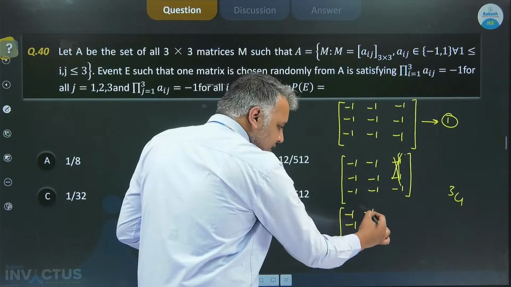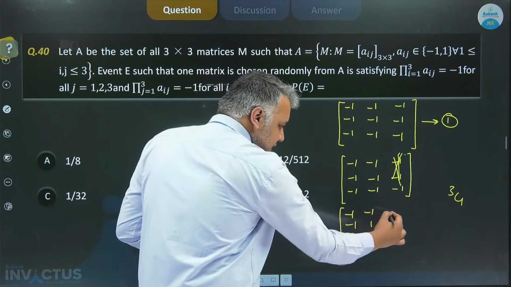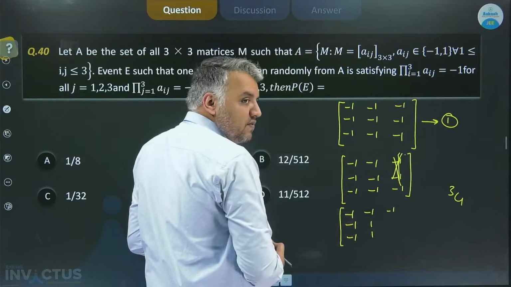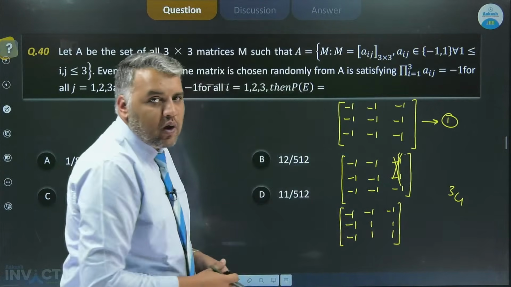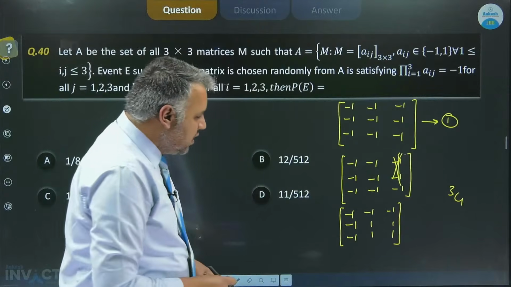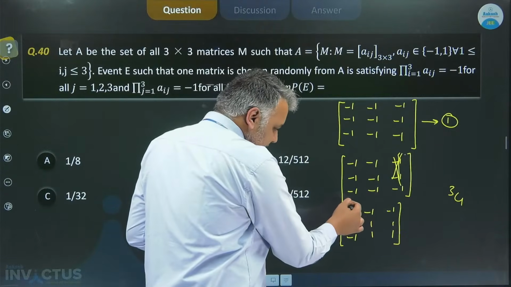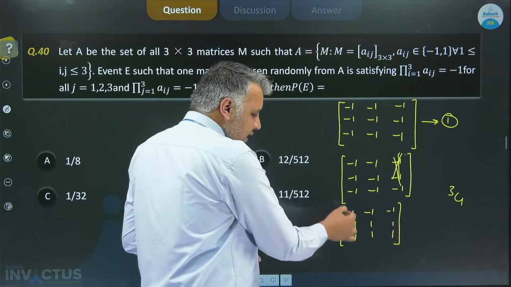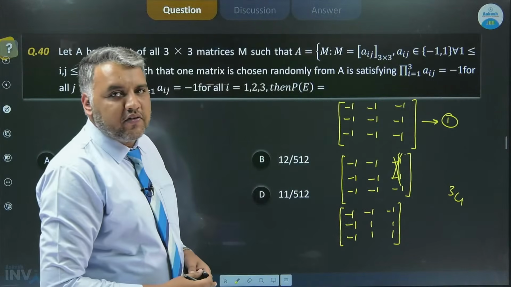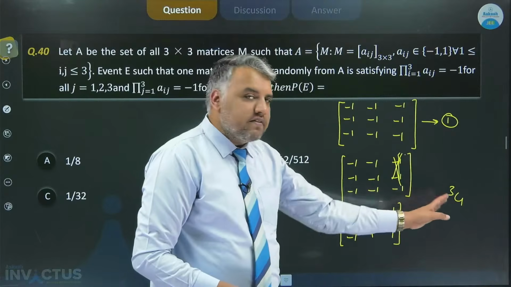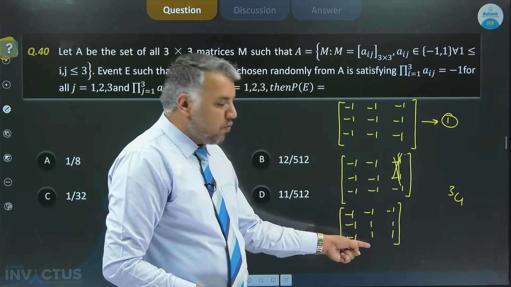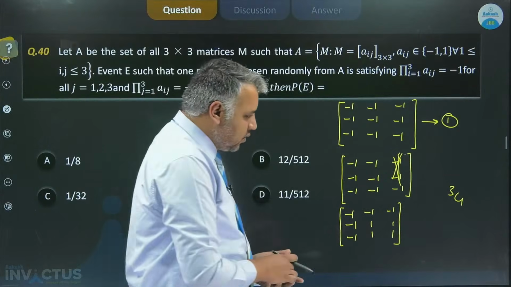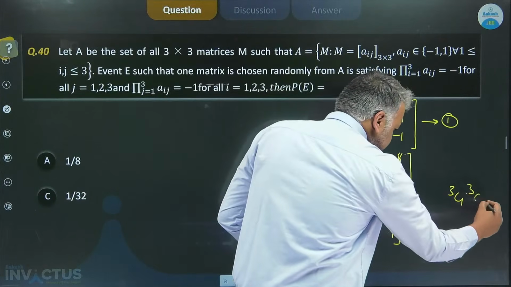So if we fix -1 here at this position, then this position will also be -1, and the other 2 positions will be 1. So how many such matrices can be formed? For the selection of this column, that exactly 1 column contains all the 3 negative signs, we have written 3C1. Then we have to select 1 position from here, which will contain a minus sign. So 3C1 for that position.